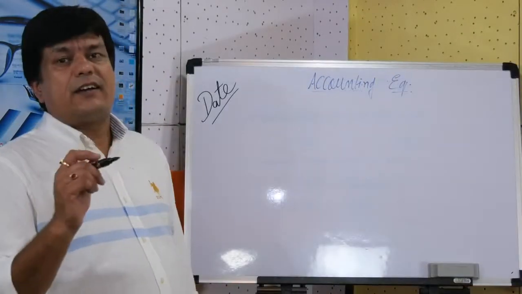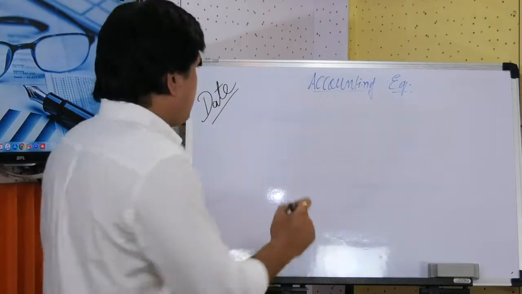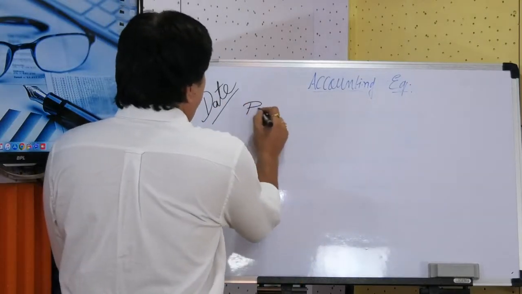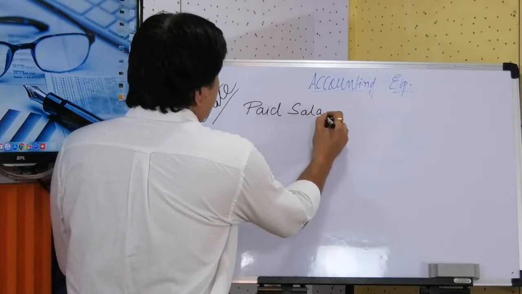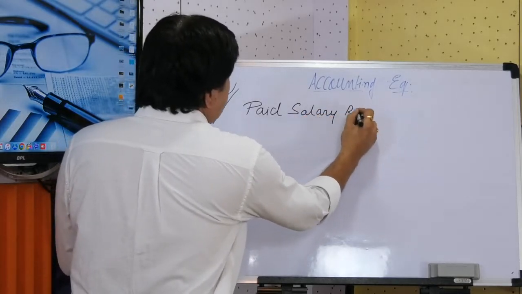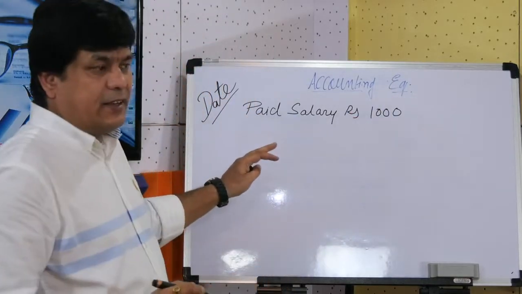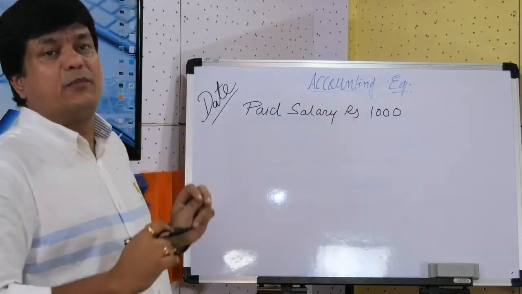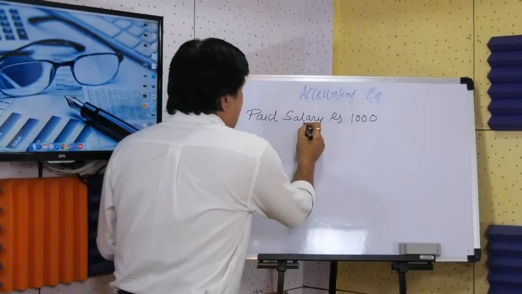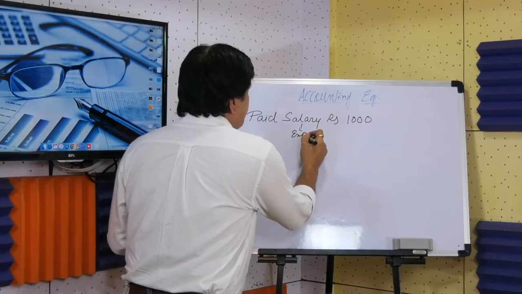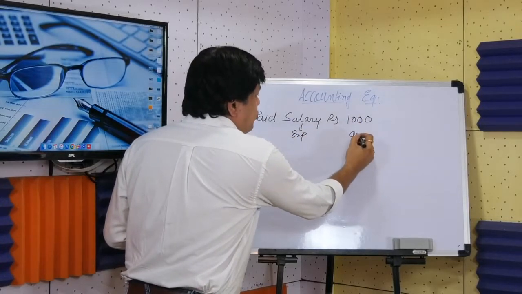Let us take another example for knowing the aspects. Say paid salary rupees 1000. Now this salary is an expense for the business. So there are two aspects in it. Number one, salary is an expense, and this 1000 cash is outflow.